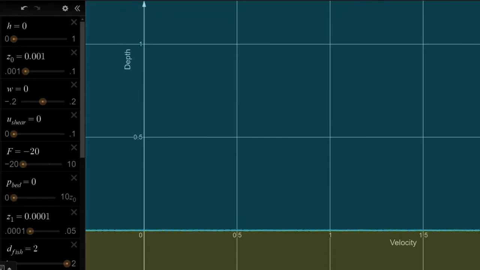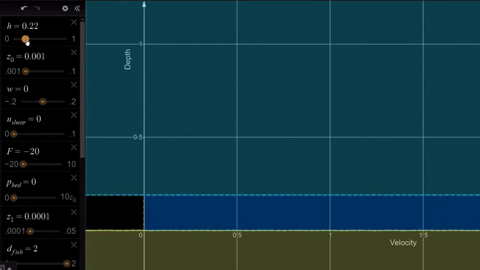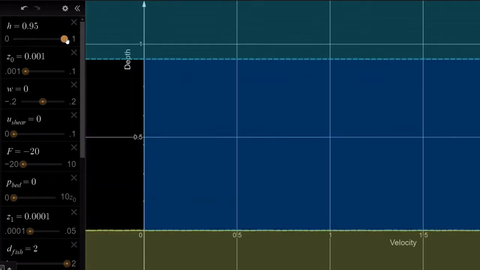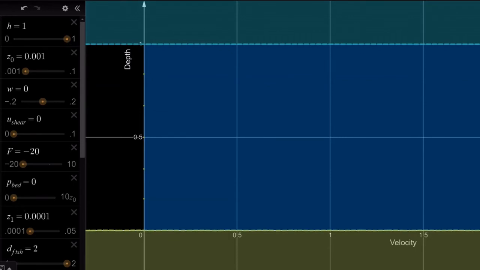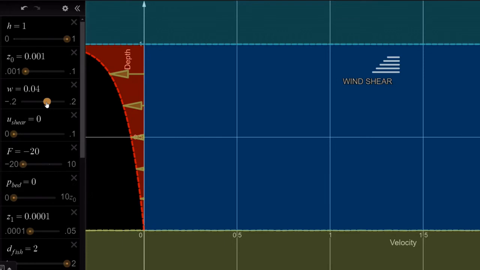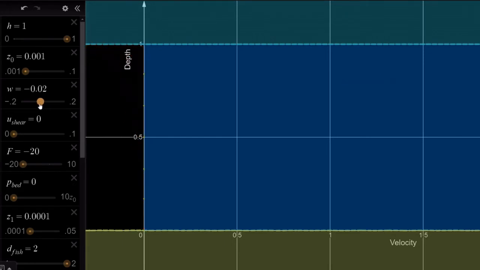So here we are looking at our simulator, a river simulator. We take the depth up to a meter, and essentially we've just got a pond here. There's no slope on the channel. If the wind blows upstream, we'll get a velocity profile of water going upstream at the surface and 0 at the bed, or if the wind blows downstream, we'll get the same thing in the downstream direction.